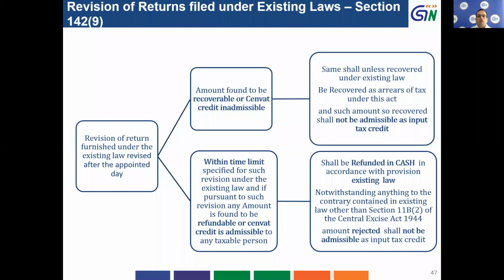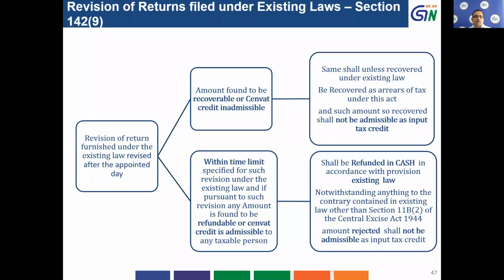So 142.9 talks about revision of the return. If there is any revision of the return being done by the taxpayer, which is furnished under the existing law and is allowed, and an amount becomes recoverable or Cenvat credit becomes inadmissible, then unless recovered under the existing law, it will be recovered as arrears under this act, which is the CGST Act. And such amounts so recovered will not be admissible as input tax credit.